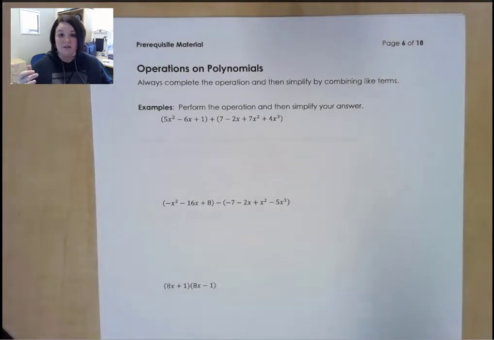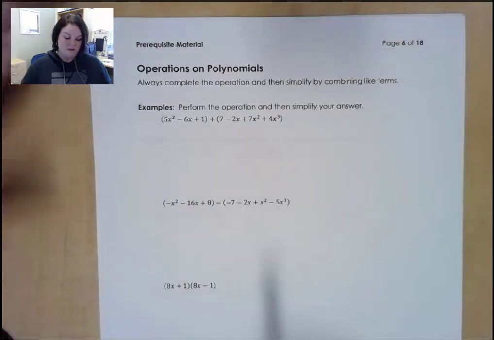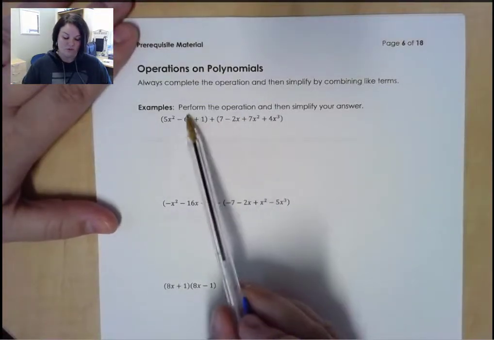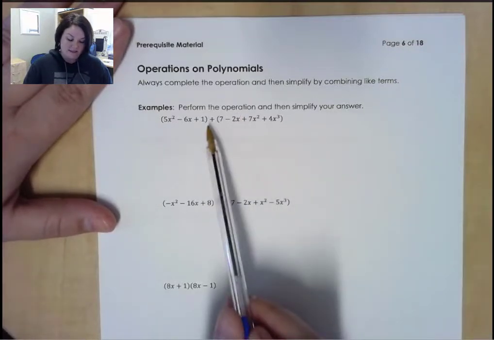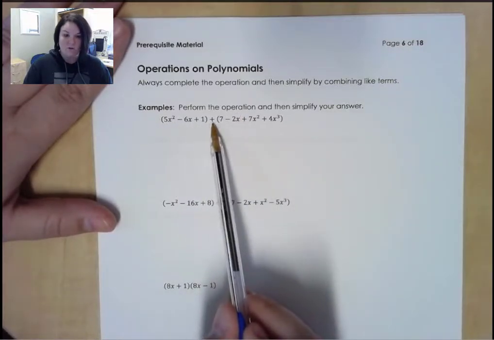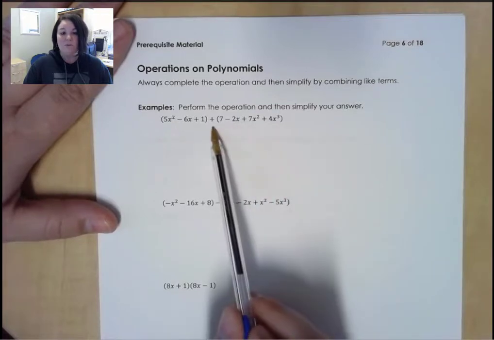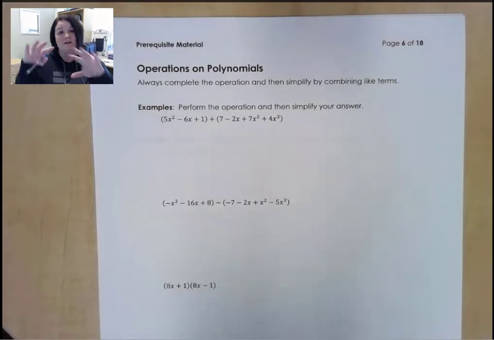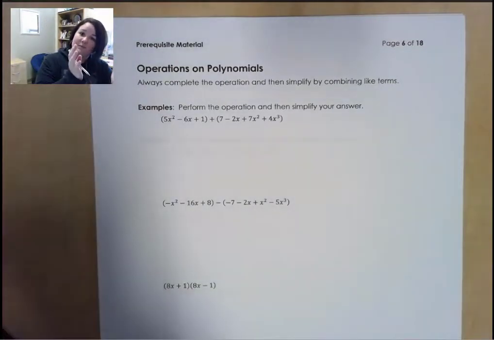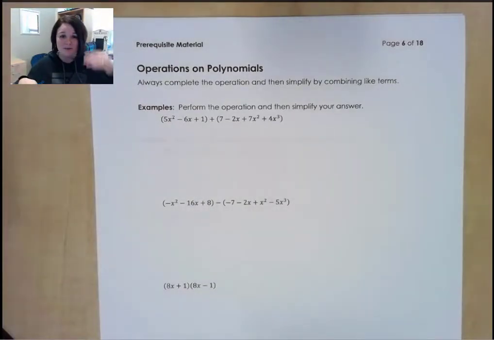So don't just do the operation and then stop. You might be able to go further. Okay, so on these first examples, we want to just perform the operation that's indicated and then simplify. So notice on these, it's saying we're taking this polynomial and we're adding it to this polynomial. Now, when we're adding, we don't actually need these parentheses to show us here's the first polynomial and here's the second polynomial. We can just drop those parentheses and combine like terms.